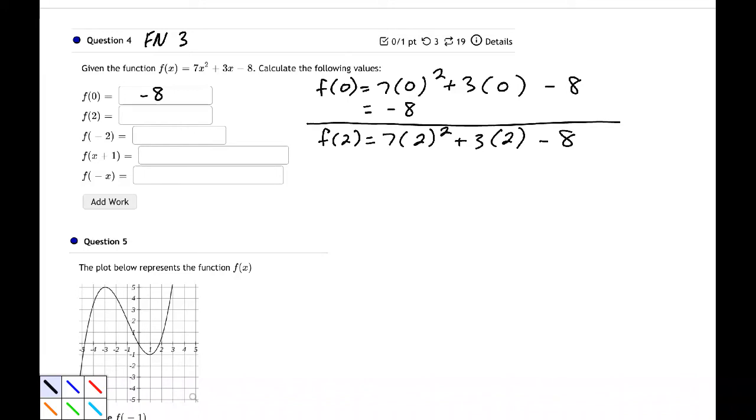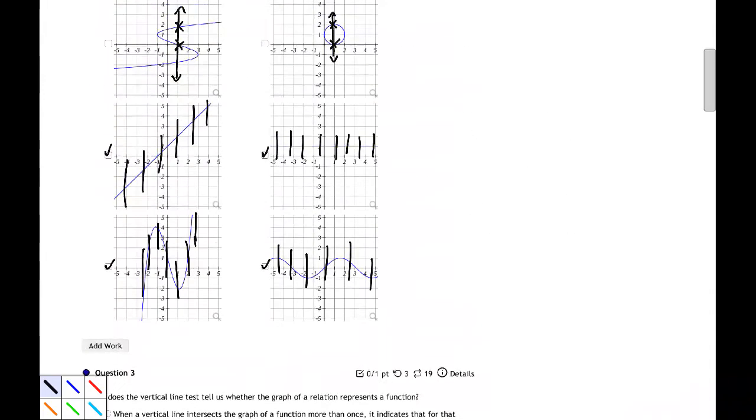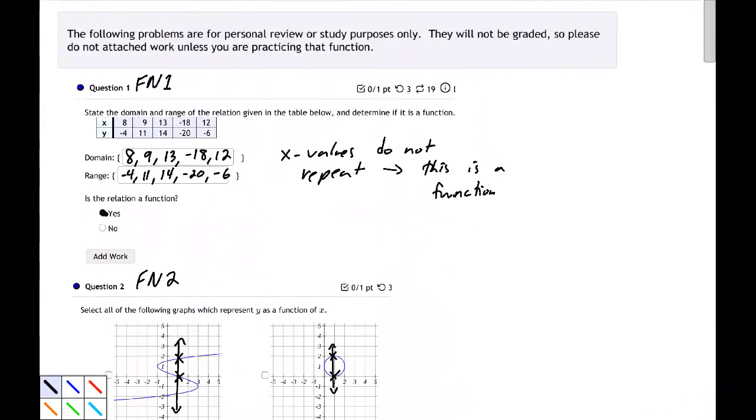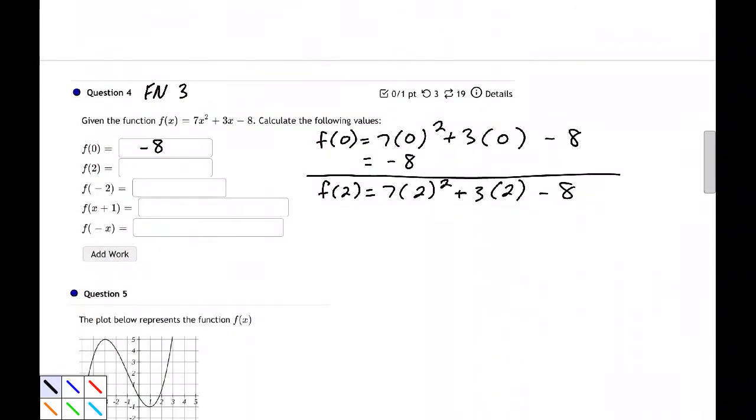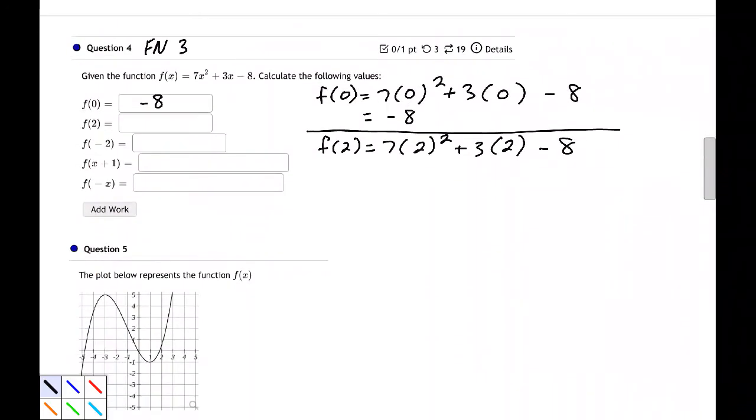But at the very minimum, notice that as I go through this, I'm writing the minimum amount of work. Actually, let me go look back at the last couple. There's really no work to display for FN1 or FN2. So even though there's an add work button, you do not have to show work for some of these. But FN3, you have to show some work. Let's see, that'll be 7 times 2 squared plus 3 times 2 minus 8. That is equal to 26. So f of 2 equals 26, and that'll go in our second blank.